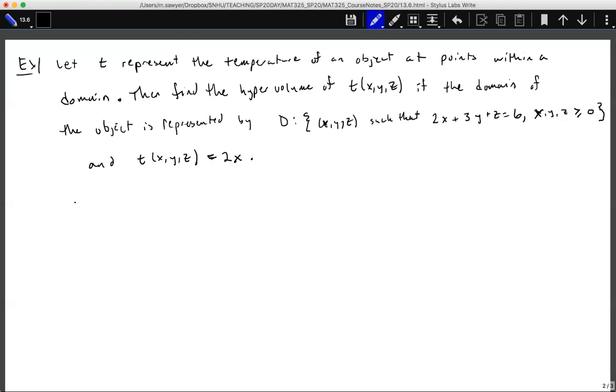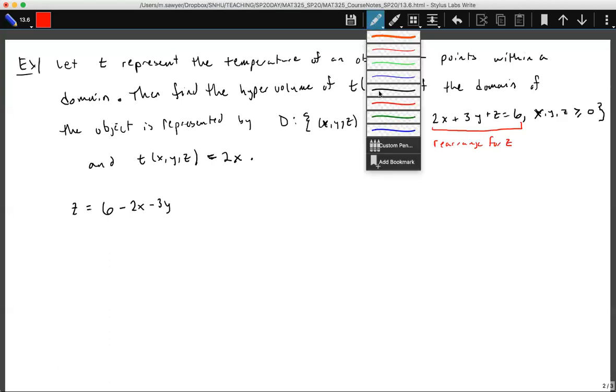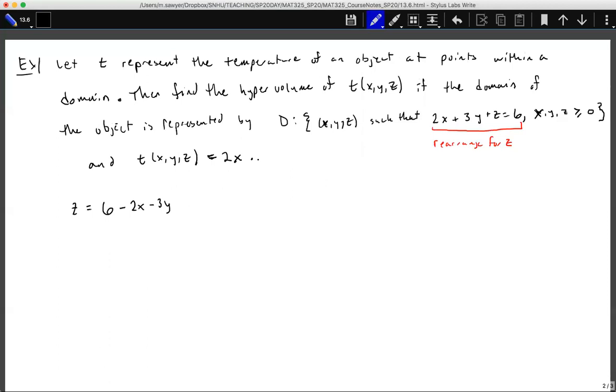So what we do know here is that we can set up our function such that z is equal to 6 minus 2x minus 3y. And this is just by rearranging this piece here. If we rearrange this for z, then we get an upper bound for z, because we have a lower bound for z. We know that z's lower bound is 0. So z is bounded below by 0 and above by 6 minus 2x minus 3y.